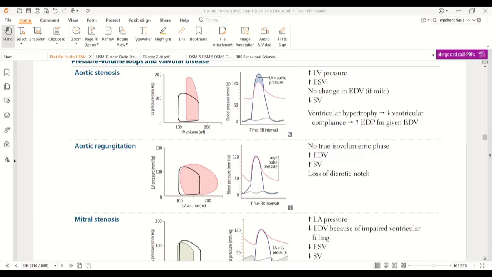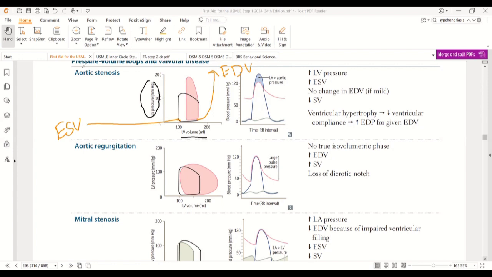So there are two axes. The y-axis shows left ventricular pressure, and the x-axis is left ventricular volume, right? This black loop shows the normal pressure-volume loop, with the normal end-systolic volume and the normal end-diastolic volume. We already discussed these concepts in the previous session.